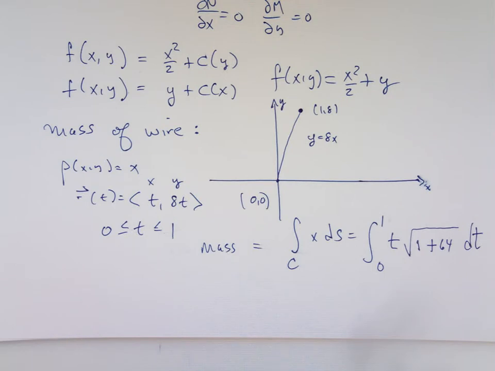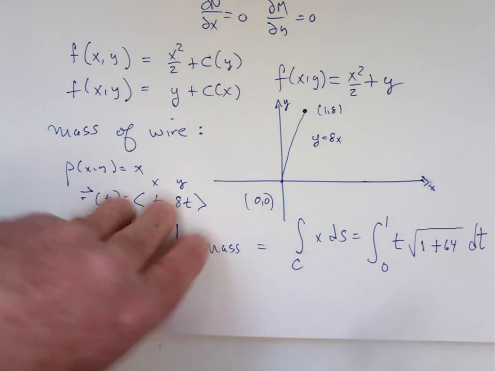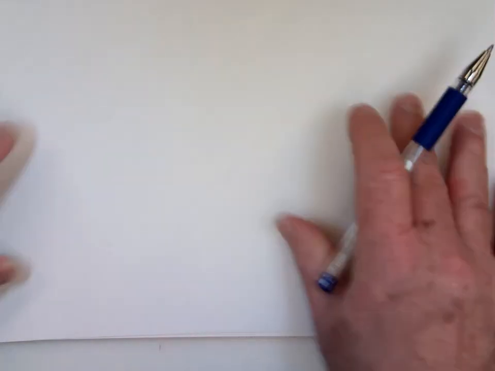Do you want to do the rectangle one? Okay, well, I'll set it up for you. We'll do as much as we can. The rectangle one is one where I'm going to give you a vector field.